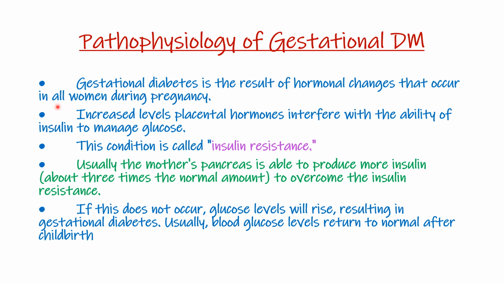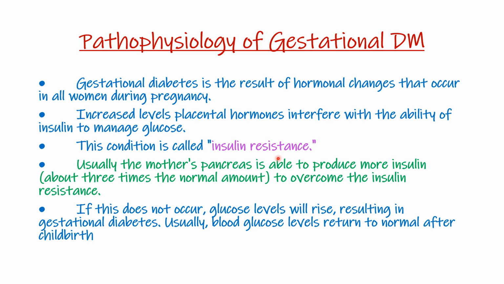So the pathophysiology of gestational diabetes mellitus is a result of hormonal changes that occur in all women during pregnancy. This is because during pregnancy we have increased placental hormones which interfere with the ability of insulin to manage glucose, and this is what is called insulin resistance. In our body it is like a war. When something bad happens, the body counteracts it.